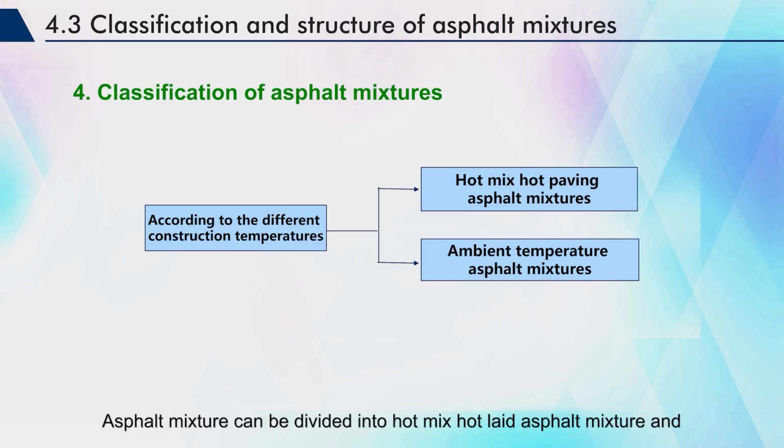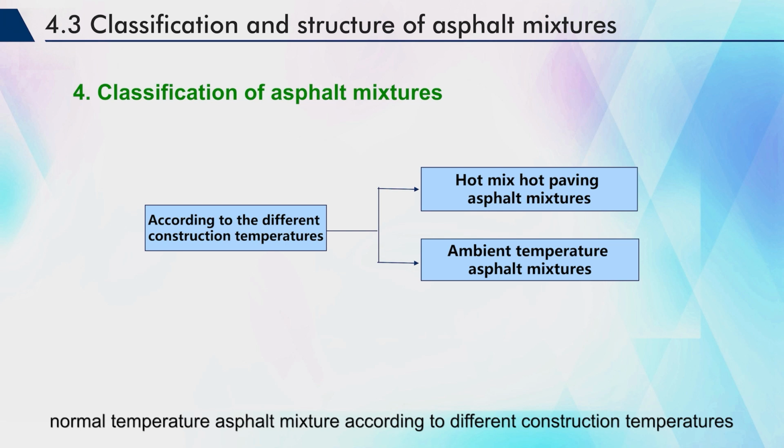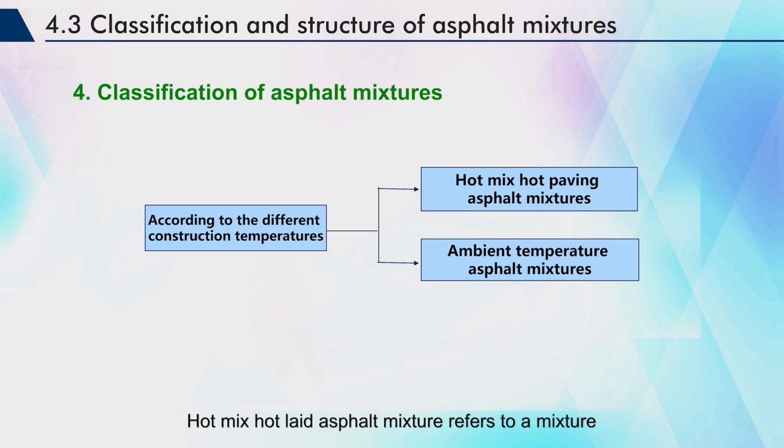Asphalt mixture can be divided into hot mixed hot laid asphalt mixture and normal temperature asphalt mixture according to different construction temperatures. Hot mixed hot laid asphalt mixture refers to a mixture that is heated and mixed in specialized equipment, transported to the construction site, and then spread and compacted in a hot state. Normal temperature asphalt mixture refers to the asphalt mixture that is mixed and laid at a normal temperature.